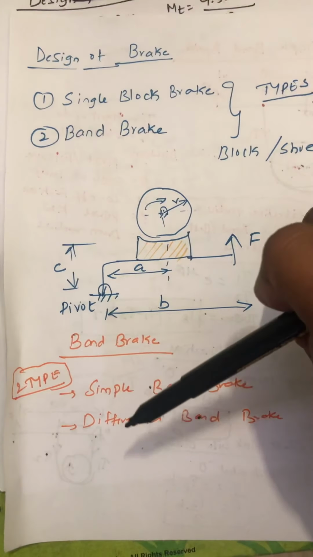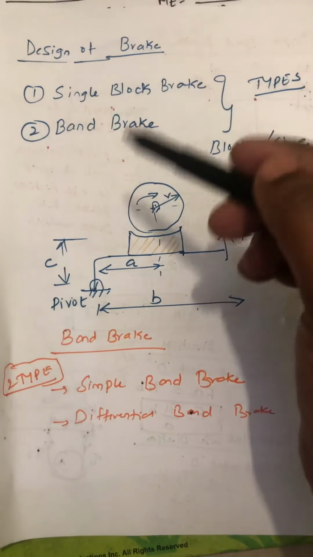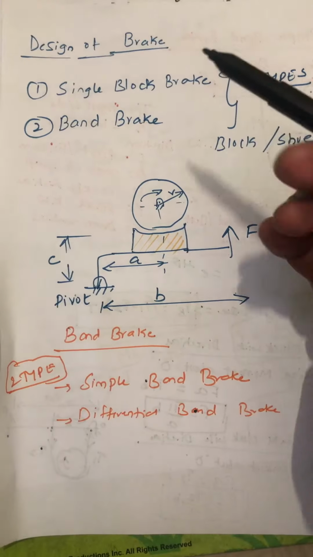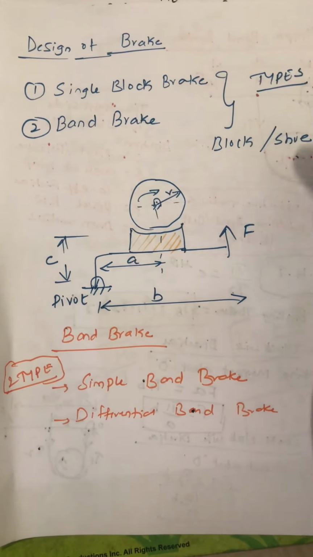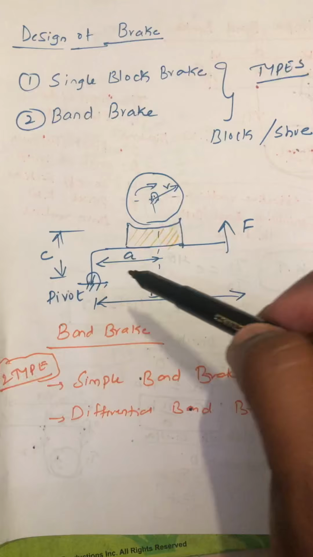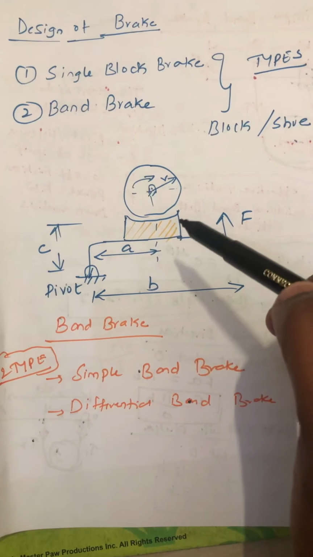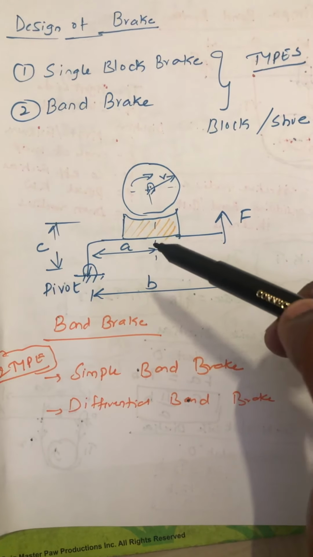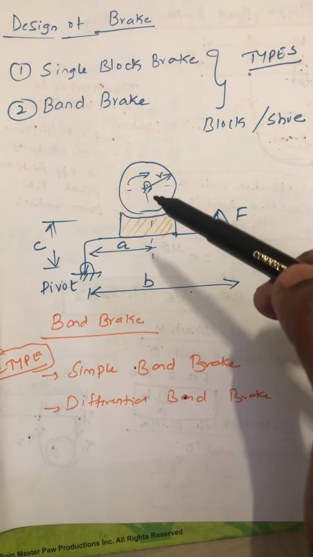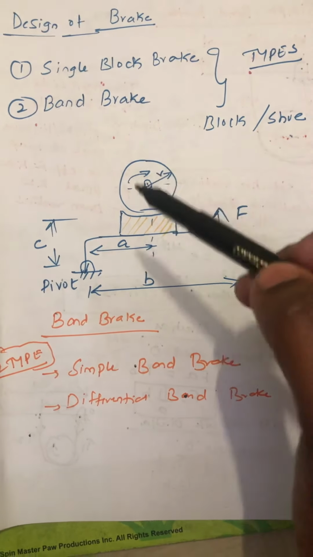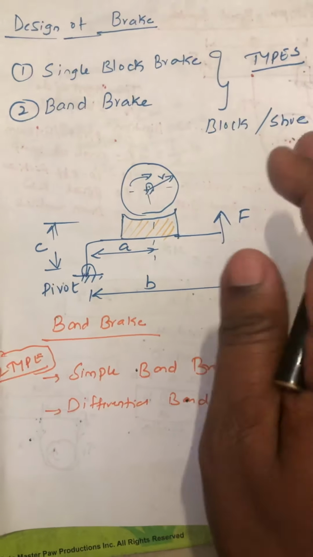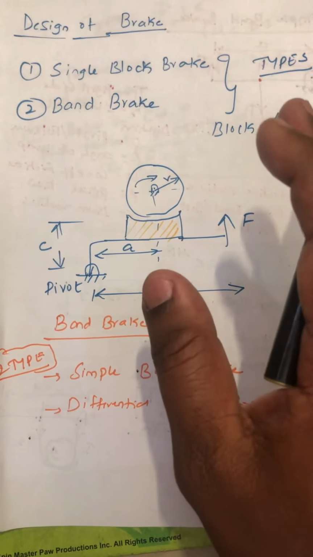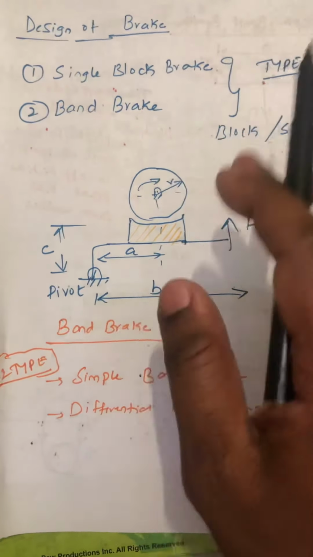Before going to this second type, the band brake, we'll recall what exactly the single block brake is. Then we'll come to know the difference between the band brake and the block brake. In the block brake or shoe brake, you're seeing this shoe. Whenever you apply the force like this, this shoe or block is going to move toward this direction, and it is going to stop this drum. So this is what happens, and the vehicle is going to stop. This is called the block brake or shoe brake.